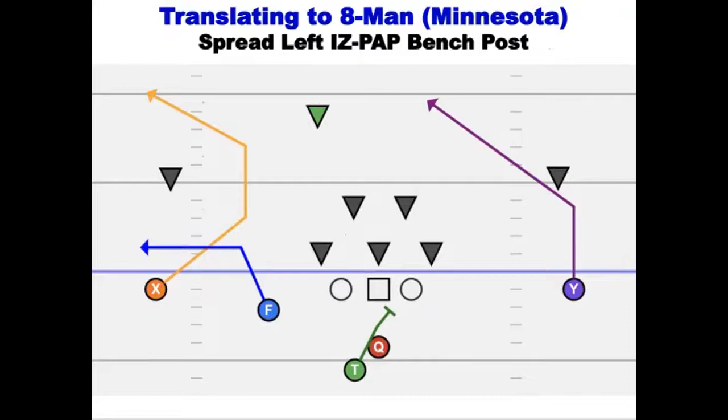The third play here is what I'm calling a spread left inside zone play action pass bench post. All right. So they're going to fake inside zone. They're running a shake flat bench concept on the left side. And they actually run this play a couple different times in the game. And each time they're setting it up like inside zone.